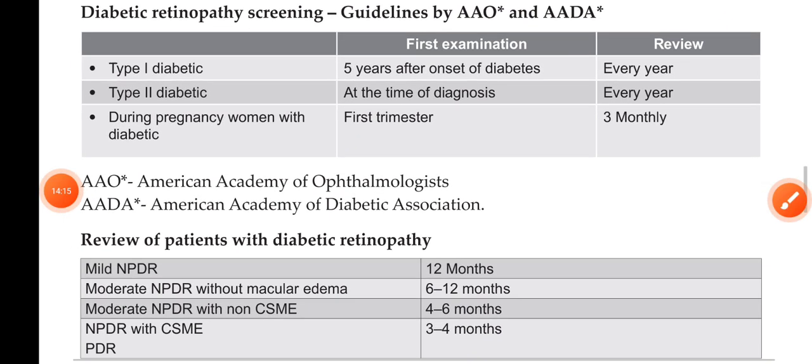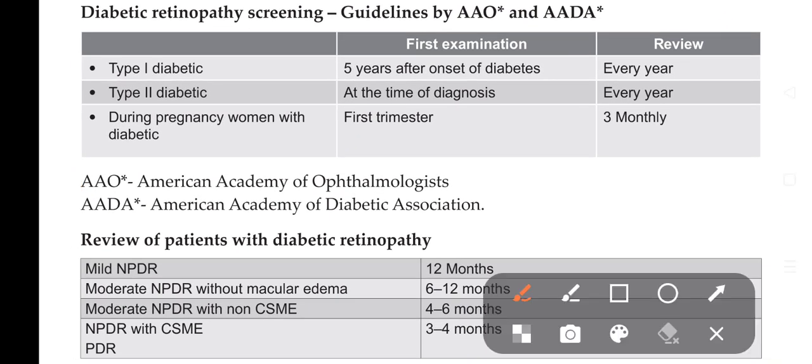There are two types, type 1 and type 2 diabetes. Okay, if type 1 is there, the first examination should be done 5 years after the onset of diabetes. Okay, if there is type 2, as soon as possible we should do it, because type 2 will already be present from previously, but we will come to know later. Okay, during pregnancy in women with diabetes, it should be done in the first trimester. Okay, and 3 monthly review should be done. AAO is American Academy of Ophthalmology. ADA is American Diabetes Association. Okay.